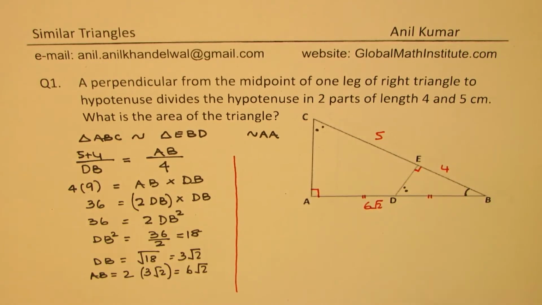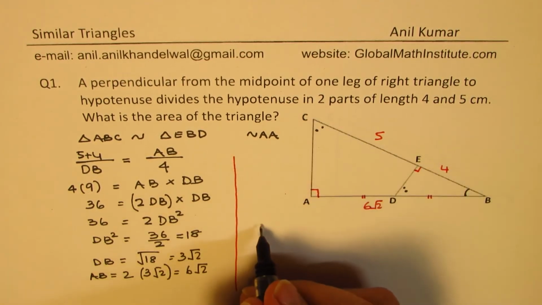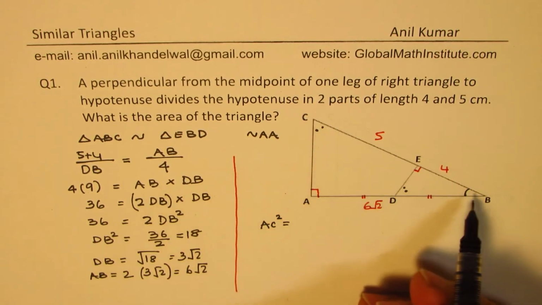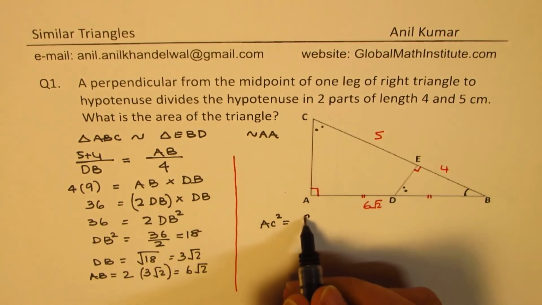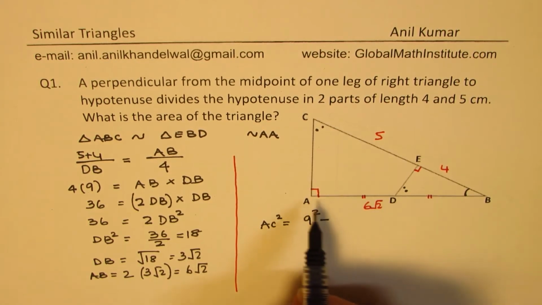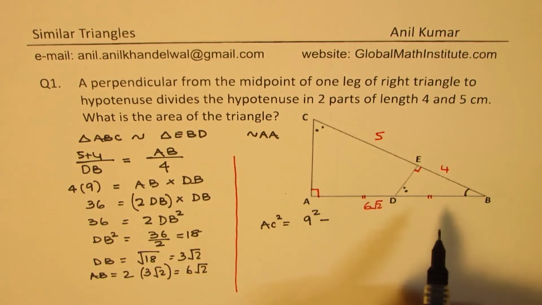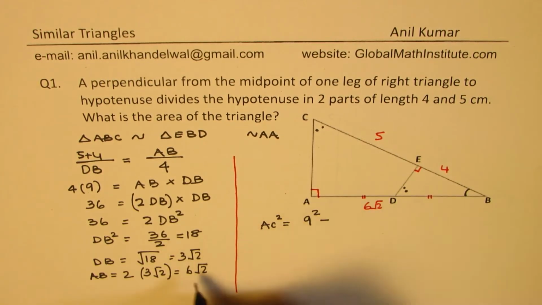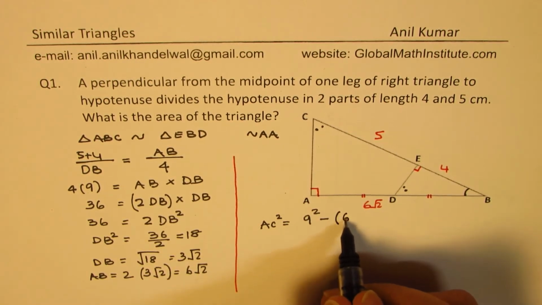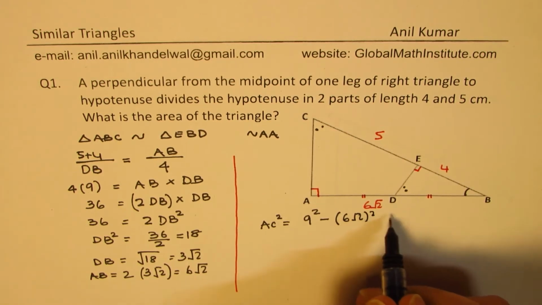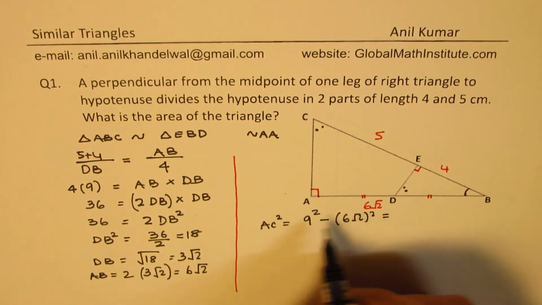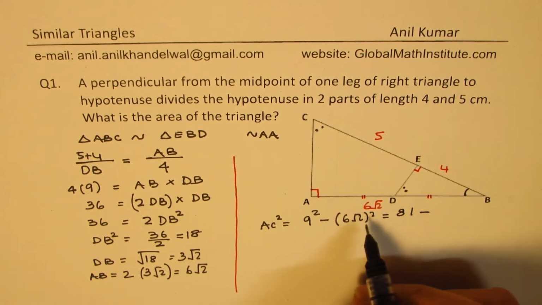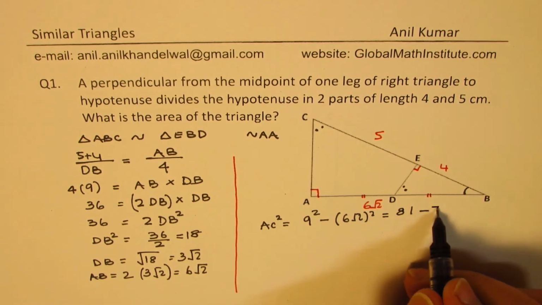Okay. So AC square will be equal to that square, which is hypotenuse, which is 9 square, minus AB square, right? So AB square is 2 times, which is (6 square root 2) whole square, correct? So that's what we get, AC square, which is 81 minus 36 times 2, which is 72.